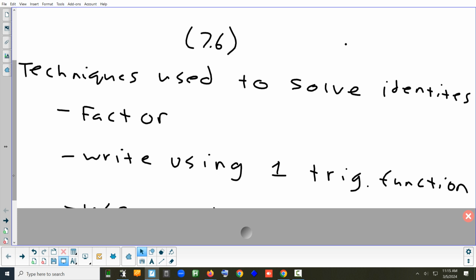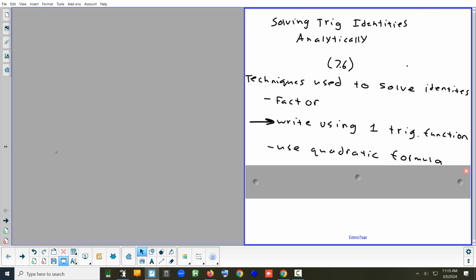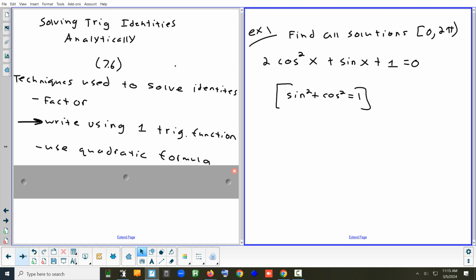Okay, so some different techniques that we're going to use to try to solve these problems. Quadratic formula and factoring I already mentioned. This one I didn't mention. Rewrite your problem using a single trig function. Okay, so what do I mean by that? Well, that problem on the right does not have a single function in it. It has some cosine and it has some sine functions. That's going to be hard to solve. Okay, you don't want to have two different trig functions in the same equation. Okay, so we're going to rewrite it with just one trig function.